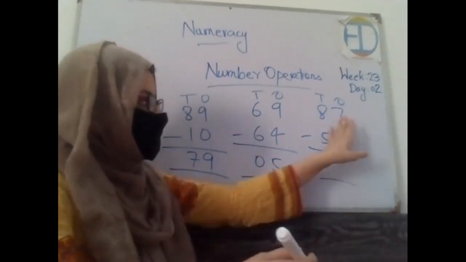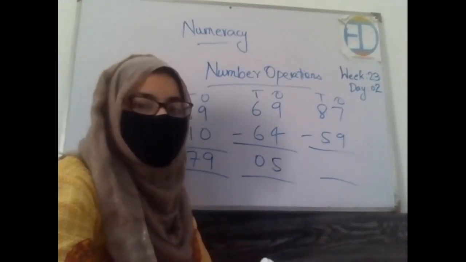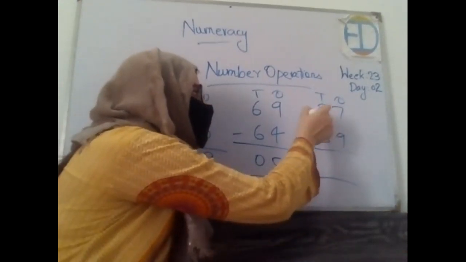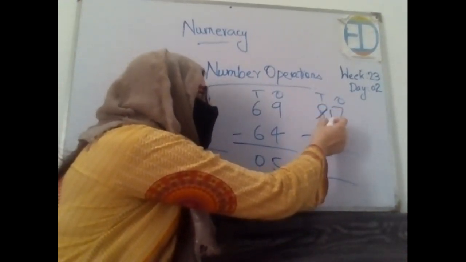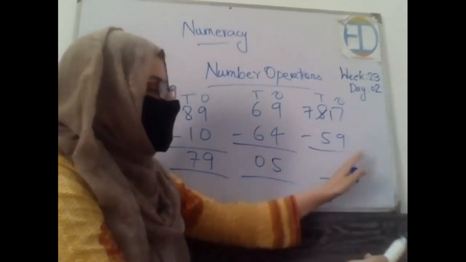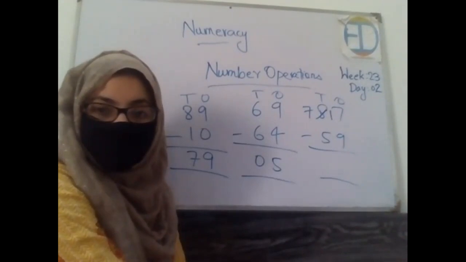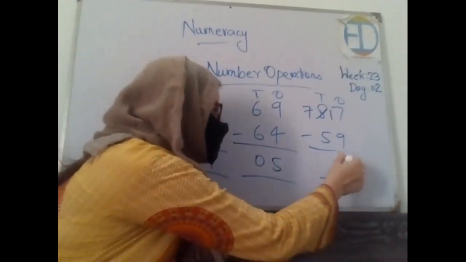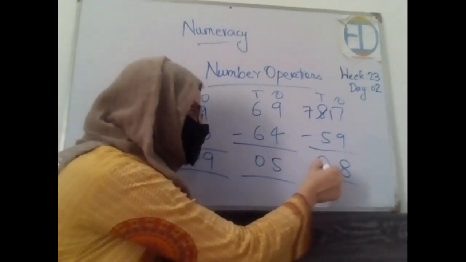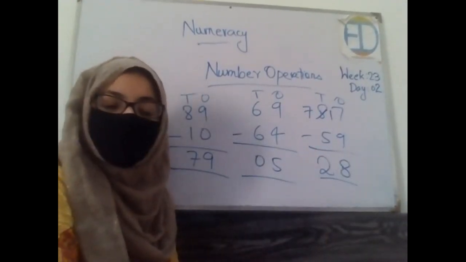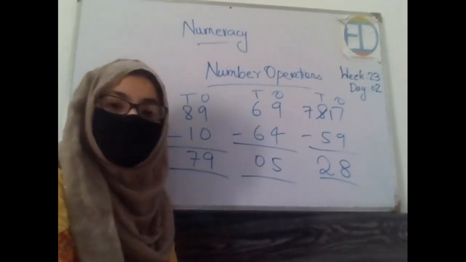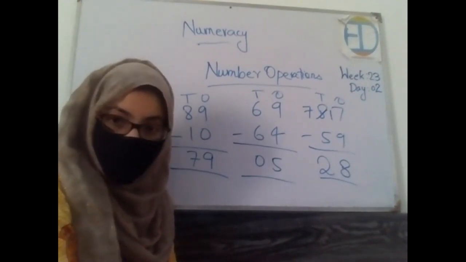Now look at this one. Can we subtract 9 from 7? No, this is not possible, right? So what we will be doing, we will take a carry from here to this one. It will turn to 17 and this will turn to 7. Now 17 minus 9, it's an 8. And 7 minus 5, it's a 2. So the answer is 28. This is how we do the subtraction with or without carrying over, right?